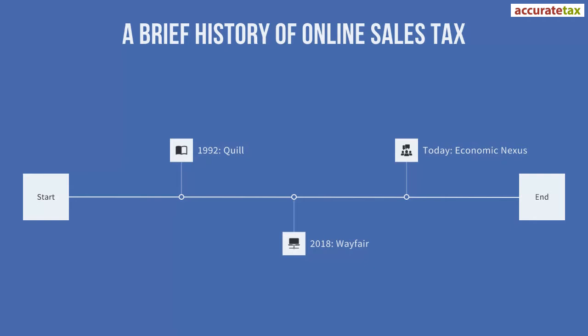So e-commerce was born and continued to grow through the 90s and the 2000s. And during all of this, the 1992 Quill decision, which was a Supreme Court decision, was in effect. States couldn't make online retailers collect sales tax if they didn't have a physical presence in the state because of that Quill decision. And that's what it said.